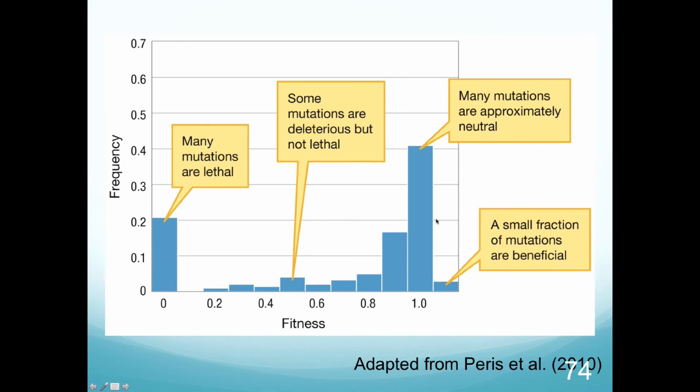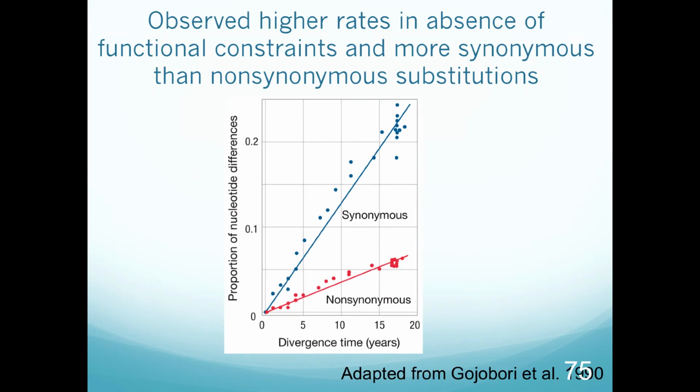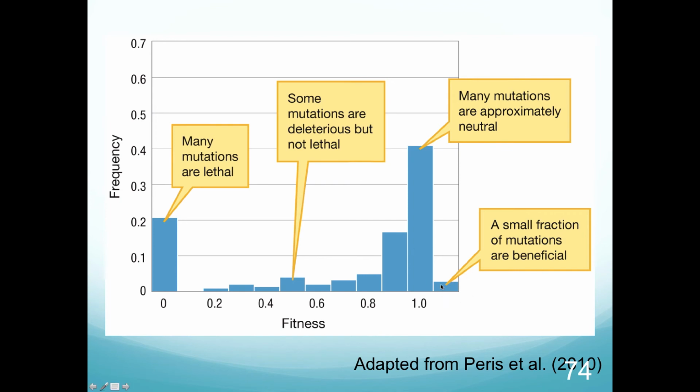So remember that most mutations in a genome are going to be neutral and have no effect, and the next largest category of mutations are going to be very, very deleterious or lethal. So therefore, we would expect to see a very high rate of synonymous substitutions in a population and a much lower rate of non-synonymous substitutions in a population, since only a very few of the non-synonymous substitutions are actually beneficial and would become fixed if they're exposed to selection.